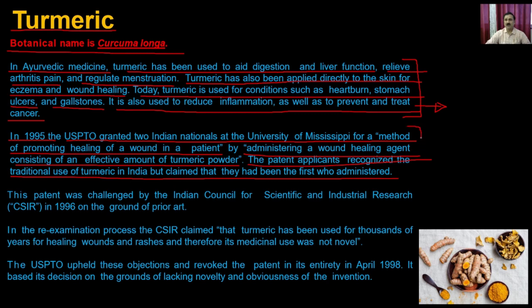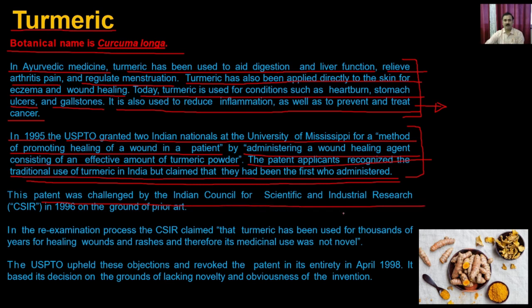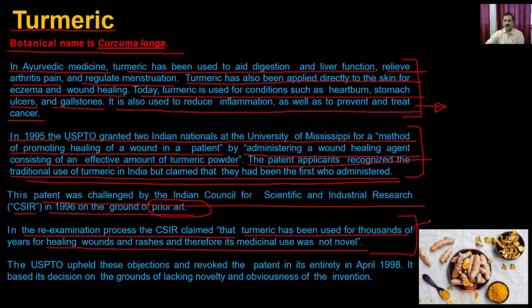which means in 1995, the two Indian people from the University of Mississippi said that they had actually applied turmeric powder to the wound of a particular patient, and that's how it actually healed the wound. So they wanted the patent so that this use of turmeric powder could be reserved for their own usage. This patent was challenged by the Indian Council for Scientific and Industrial Research, which is CSIR, in 1996 on the ground of prior art, right? In the re-examination process, the CSIR claimed that turmeric has been used for thousands of years for healing wounds and rashes, and therefore its medicinal use was not novel, which means nothing novel was being claimed, because this is what we were doing for centuries.